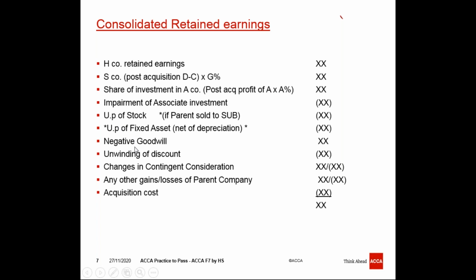Negative goodwill is income. It should be added in the retained earnings. Unwinding of discount on the deferred consideration, as we have previously discussed, this concept should be recognized in the retained earnings.